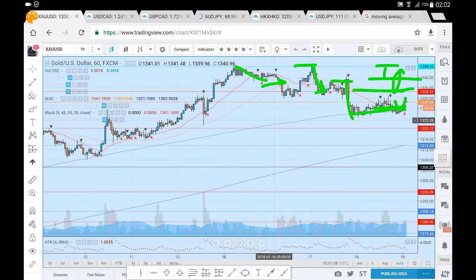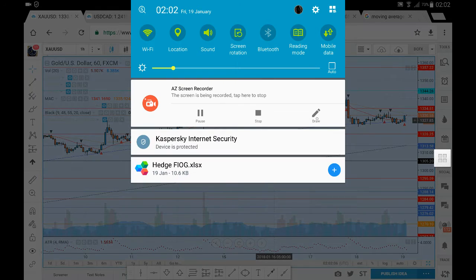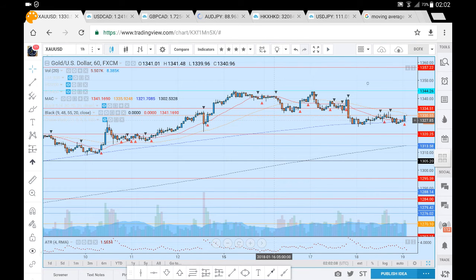If however we do break above 1344.26, the very next level that we are looking for is in around this 1350, to see whether we do find resistance or further downside, see a pullback. If we do head up from 1350 and beyond 1350, we've got the highs of 2017 being in around this 1357 level.